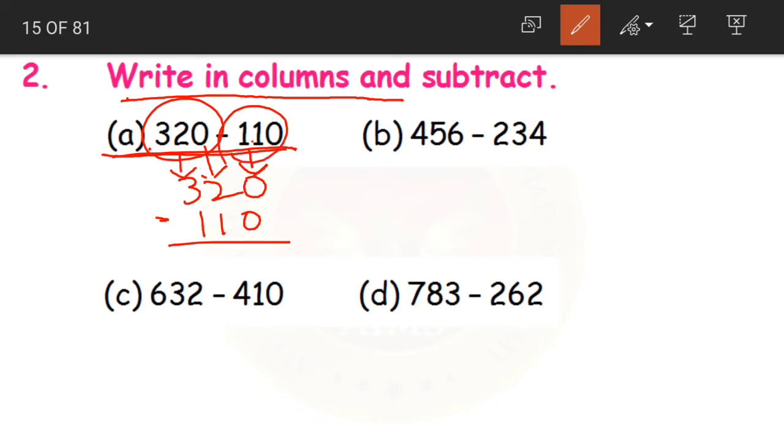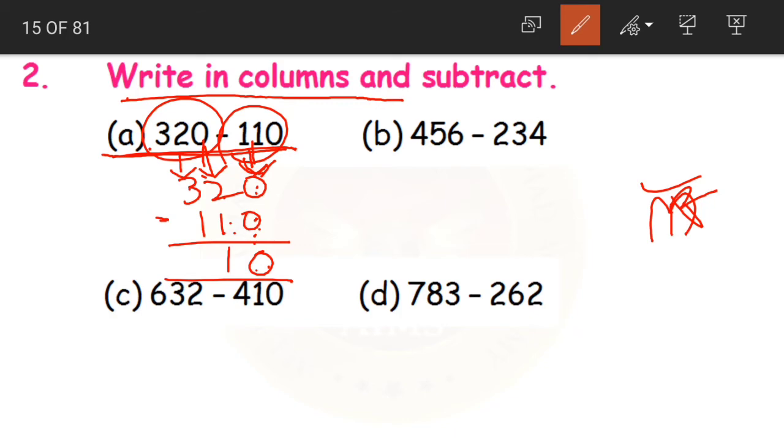Now let us subtract, starting from the ones place. What do we have? 0 minus 0. What is 0 minus 0 equal to? 0 only. Yes, 0 minus 0 is equal to 0. Coming to the tens place, 2 minus 1. What are we left with? 1. Yes, so 2 minus 1 is equal to 1.